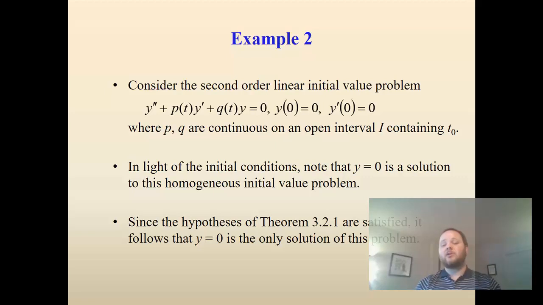Here's the thing. As long as P and Q are both continuous, Theorem 3.2.1 says, remember, it has a solution. We already found one, y is equal to 0, and it's unique. So this implies that regardless of P and Q, as long as P and Q are continuous, this solution will always have a solution of 0. It is a unique solution.